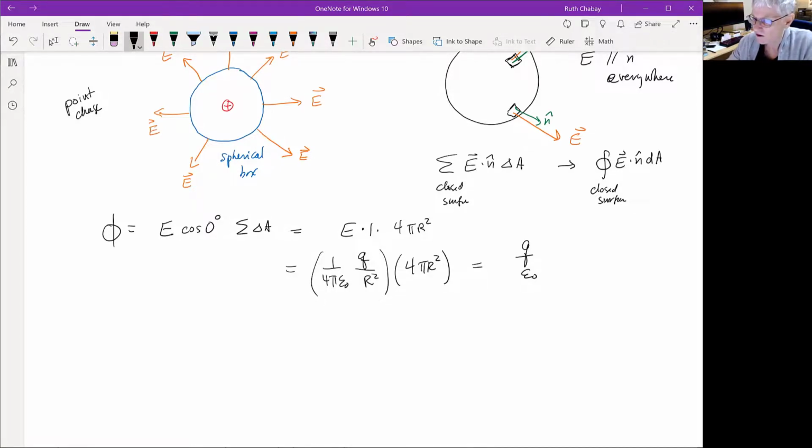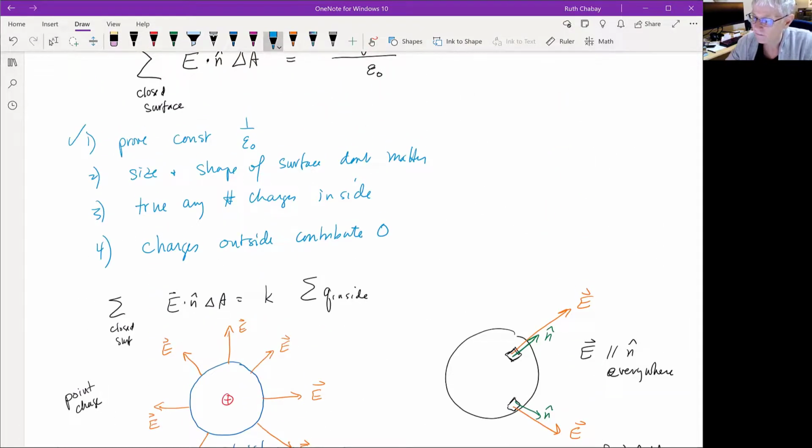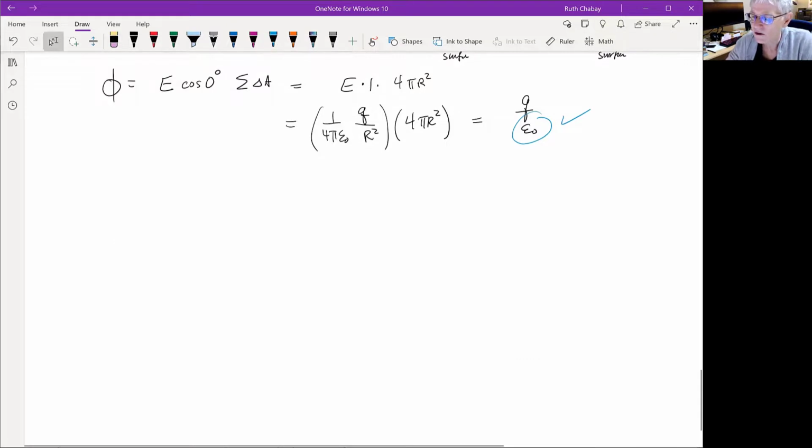So it works for a point charge, and because of superposition, it's going to work for any number of point charges. Would this work for a negative charge? Sure, because the cosine of 180 degrees, everything's going to be pointing in. It's going to be -1, so we're going to get a minus number there too, and it doesn't matter. So we proved our first thing that we have to prove. The size and shape don't matter. Well, this is not a general proof, but you can see that it's true.